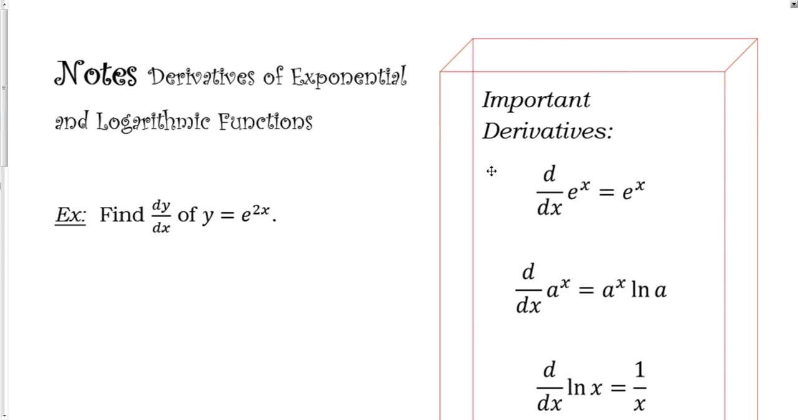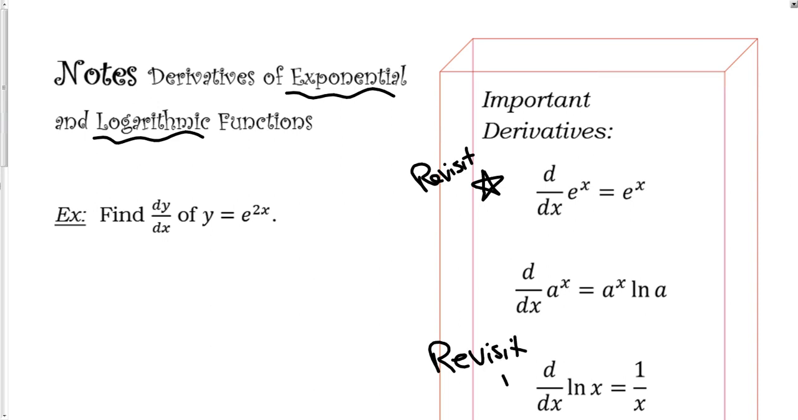Hello, and today we are talking about the derivatives of exponential and logarithmic functions. Now, we have already discussed this one. We are just revisiting this one. This is the derivative of e to the x is simply e to the x. And at the bottom of the screen, we are also revisiting this one. The derivative of the natural log of x is 1 over x.